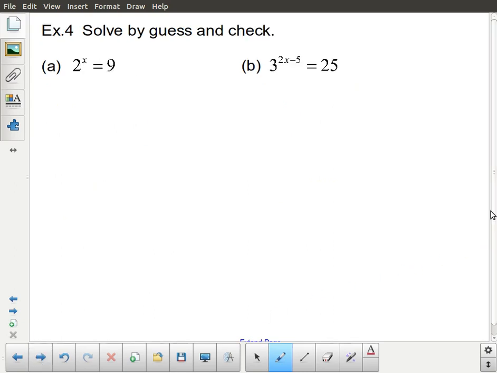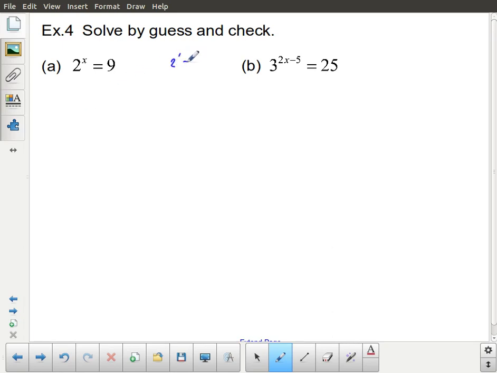There's another technique that we can use when things aren't going to work out exactly, and that's called guess and check. So guess and check is where you make repeated estimates, but you don't just want to be estimating blindly. You want to be making educated estimates. So one thing you might want to look at in this case, here we've got 2 to the x.